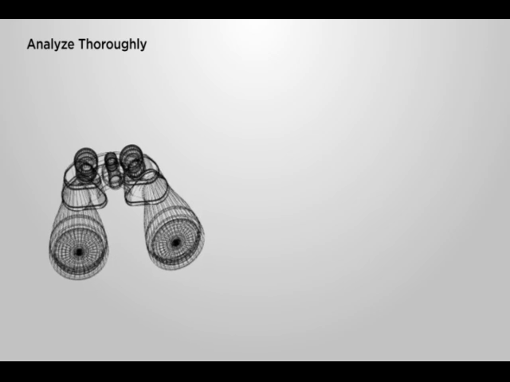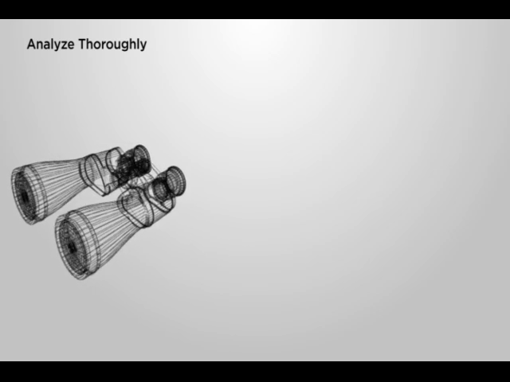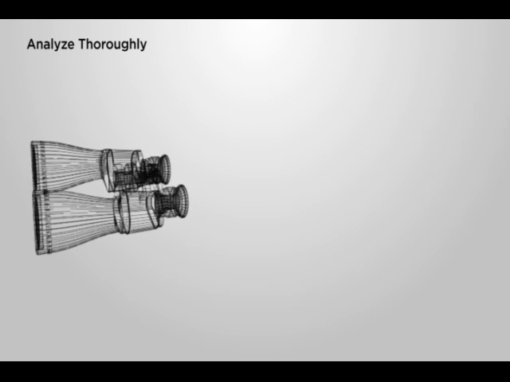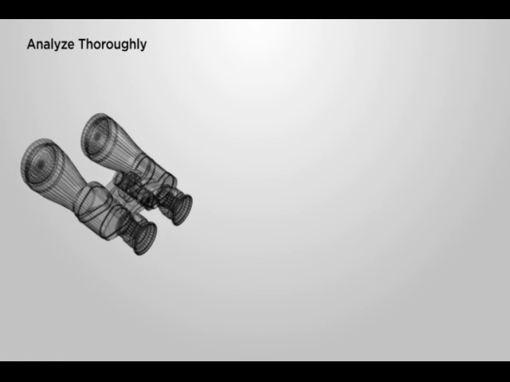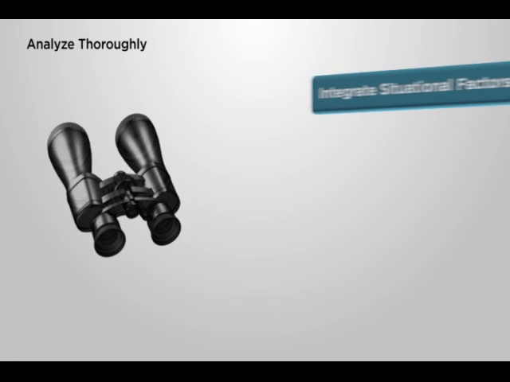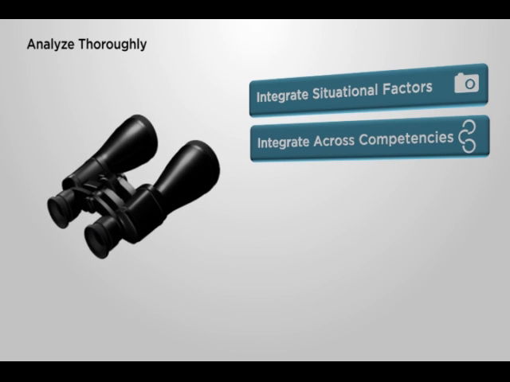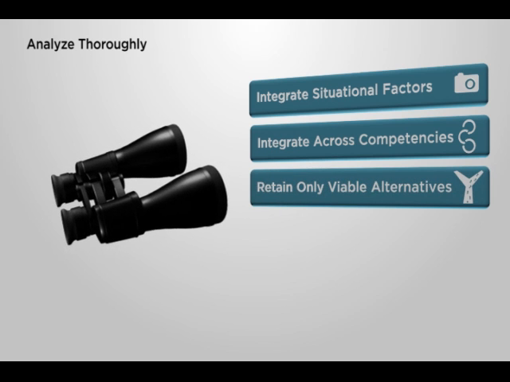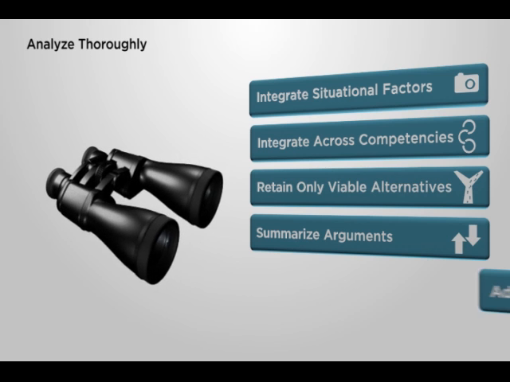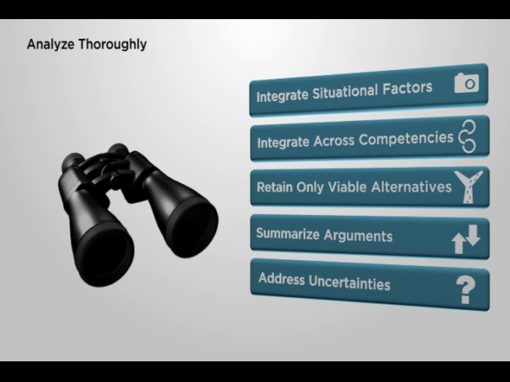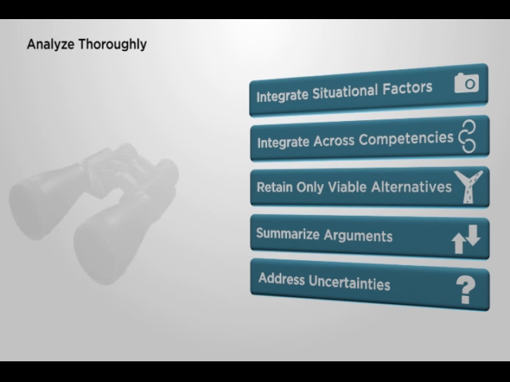Inexperienced accountants tend to perform only partial analyses, waste time on irrelevant factors, and jump too quickly to conclusions. Professionals concentrate on the most important relevant information, use a wider range of methods, more thoroughly integrate situational factors, actively look for connections across competency areas, work efficiently by focusing only on viable alternatives, summarize arguments on multiple sides of an issue, and address uncertainties and conflicting information. Develop patience. Good analysis is often messy and time-consuming.